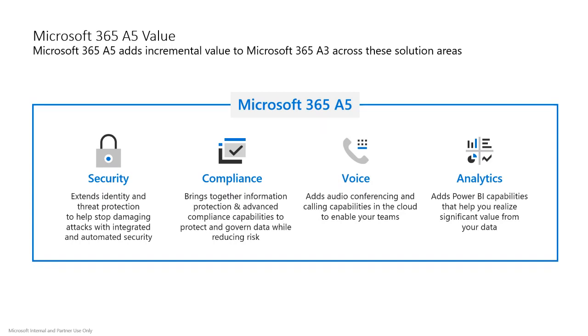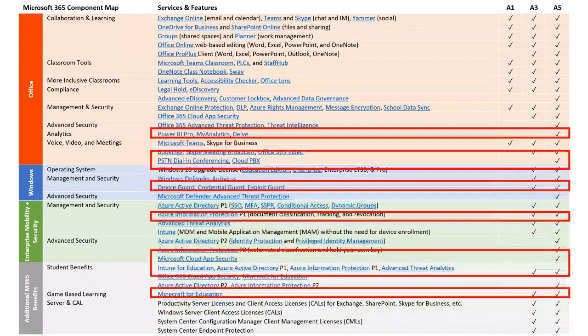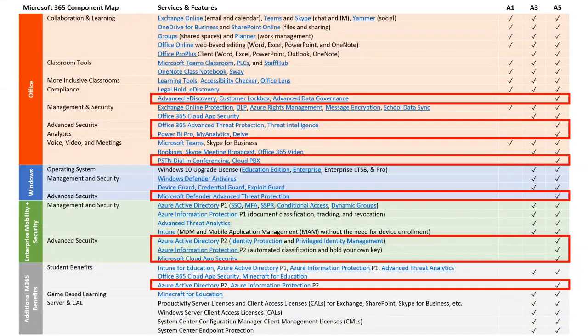Security, compliance, voice, and analytics. And we've modeled our product offerings to suit these 4 solution areas to add incremental value to A3. So let's look at this again. So within Office 365, A5 builds on everything in A3, but adds significantly more features. On the security and compliance side, A5 now comes with advanced e-discovery, customer lockbox, advanced data governance, as well as advanced value in Office 365 ATP and threat intelligence.